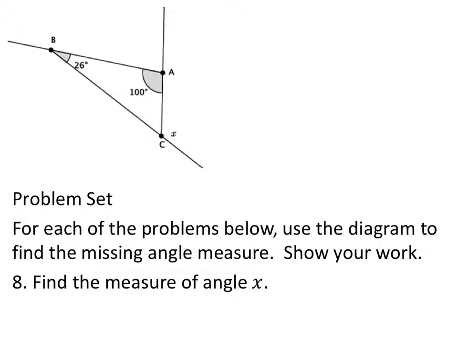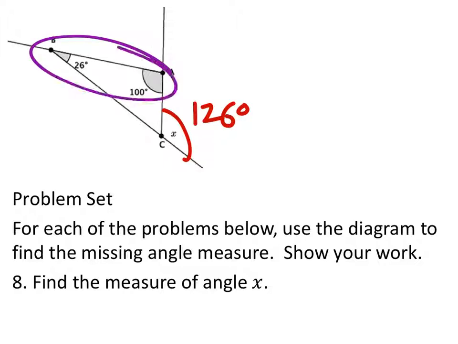Alright, so what do we get on this one for X? 100 plus 26, which is? 126. That's right. This one would be 126 degrees because we're just going to add these two together.